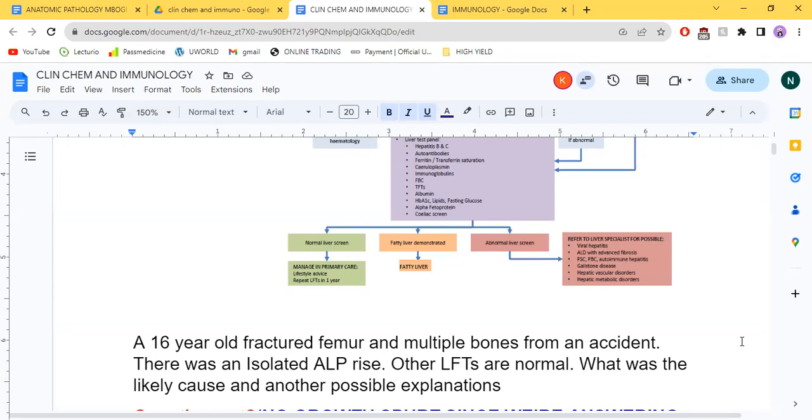A 16-year-old with a fractured femur and multiple bones fractured from an accident. There was an isolated ALP rise. Other LFTs are normal. What was the likely cause and another possible explanation? What do you guys think is a possible cause for this isolated ALP rise, keeping in mind that this boy had a femur fracture and multiple bones were broken in the accident? Does someone have an idea?